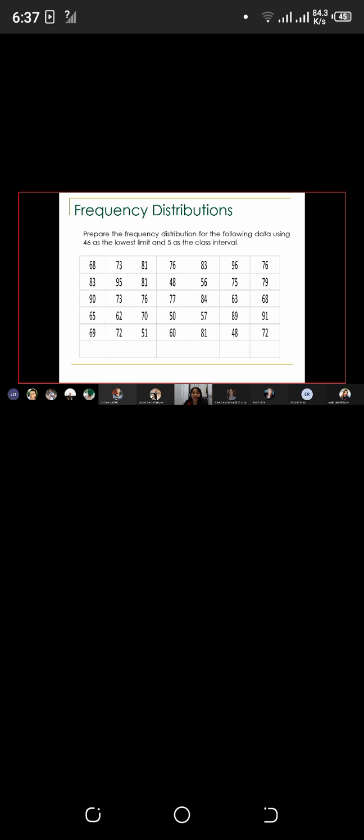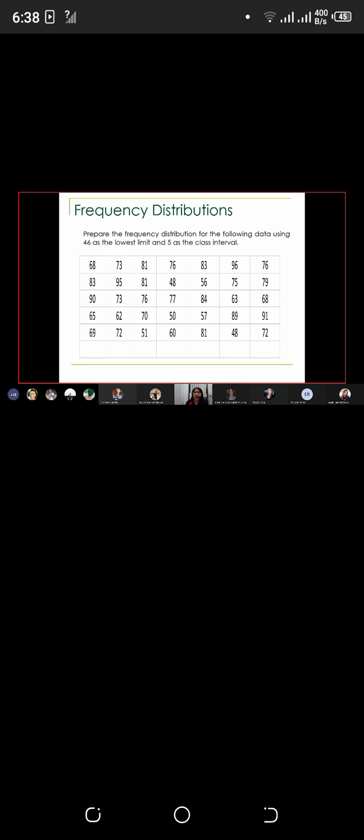So, we have raw data pa dito. Raw data pa itong mako-consider natin, class. And tingnan natin, may 46 ba dito? Hanapin natin yung 46. Ano ba yung pinakamababa natin? Can you tell me, class, ano yung pinakamababa natin dito? 48, ma'am. 48 lang, no? So, 48 lang yung lowest limit natin. Pero, the problem states that let us consider 46 daw as our lowest limit. So, gamitin natin ngayon yung 46.